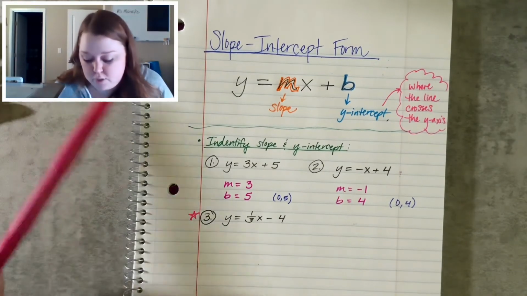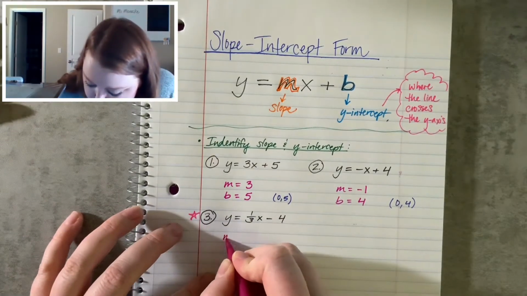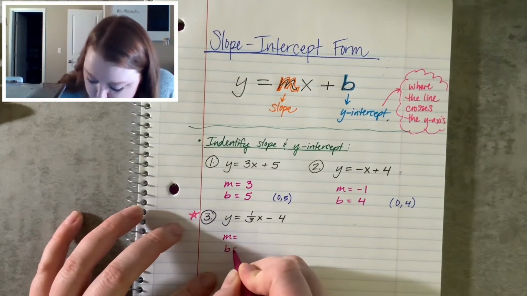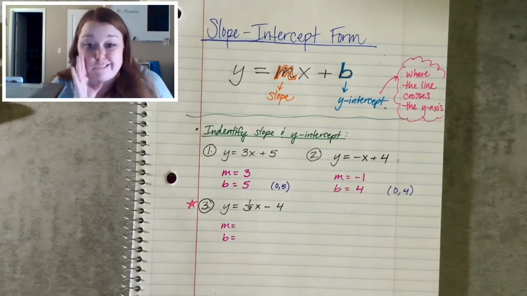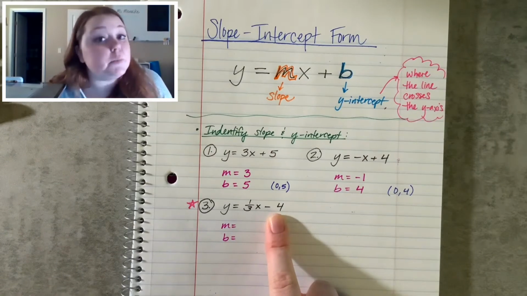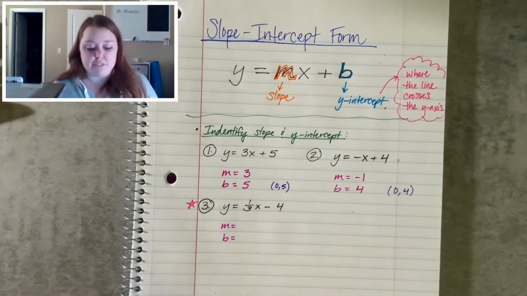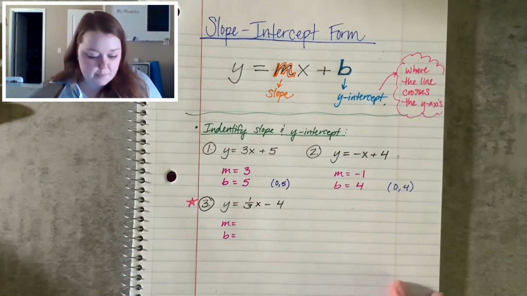Okay, so on your entry task, I'm going to simply ask you what the m value is and what the b value is of that equation. Now I'm going to tell you, be careful. That's not a positive 4. That's a negative 4. Okay.